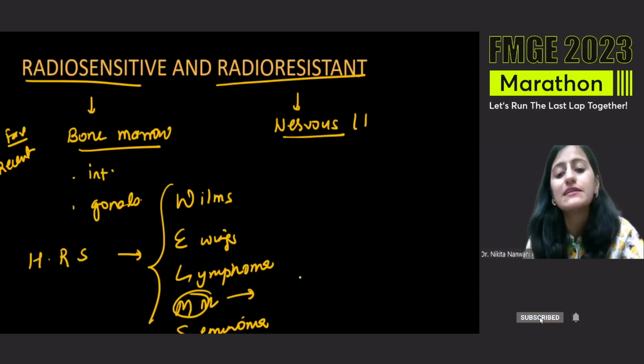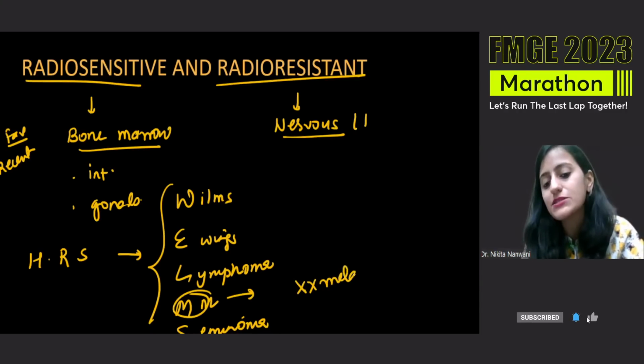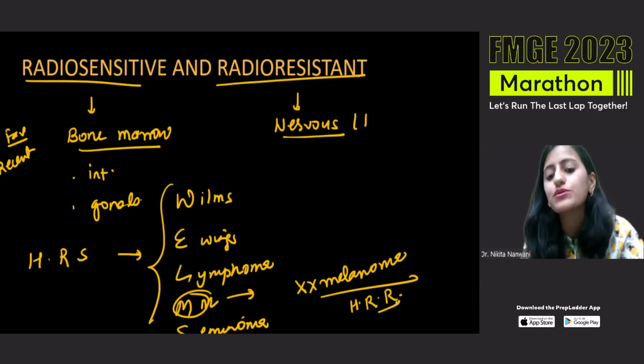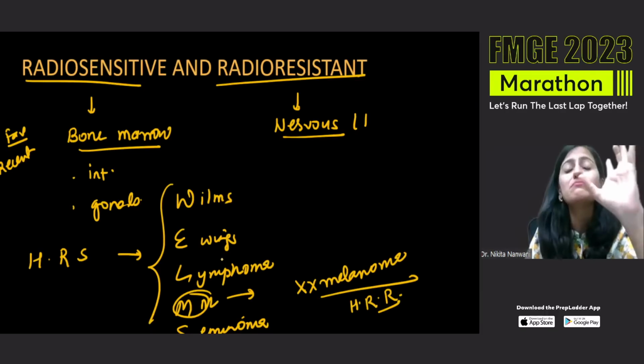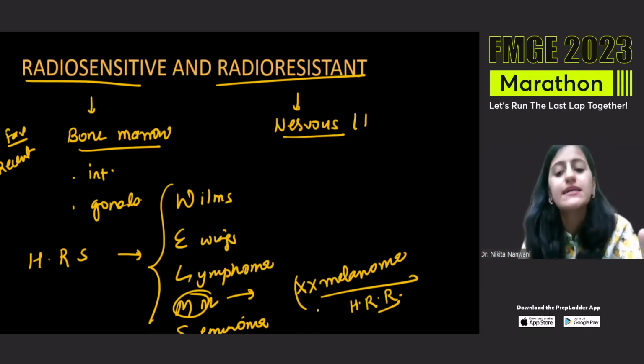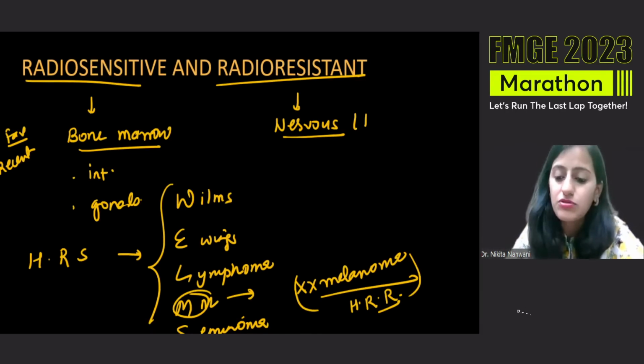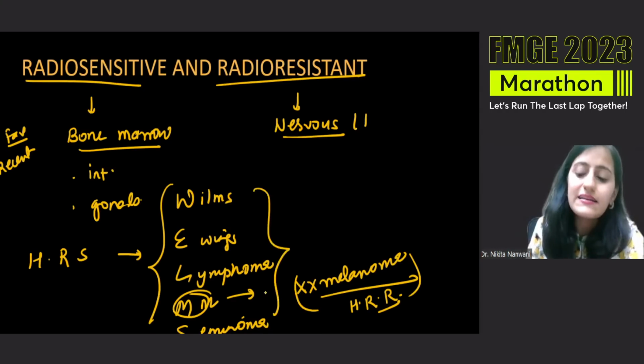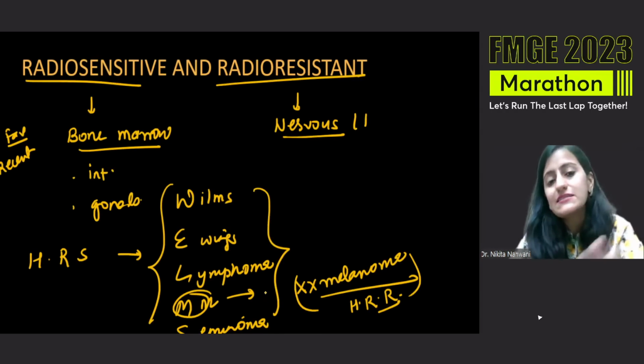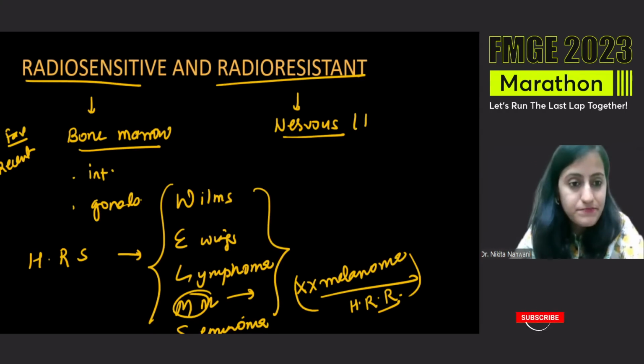Remember, M is multiple myeloma. M is not melanoma. Melanoma is highly radio resistant. M is the multiple myeloma, the bone tumor. It's not the melanoma. Remember, melanoma is very resistant to radiotherapy. So these are the highly radiosensitive tumors. At least remember these. Okay.